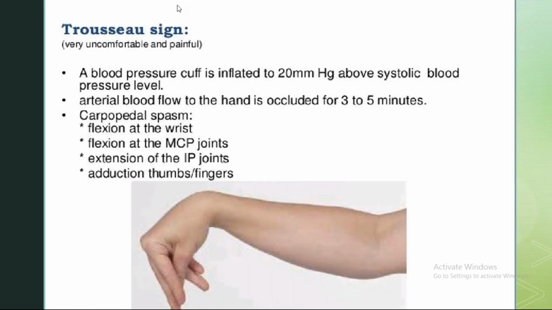So this is the classic picture of Trousseau's sign. There will be carpopedal spasm, with flexion at the wrist, flexion at the metacarpophalangeal joints and extension at the interphalangeal joints, and adduction of the thumb and fingers. So this picture depicts it all.